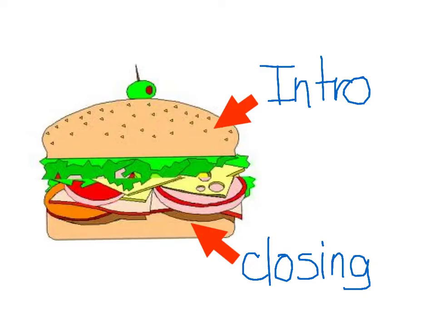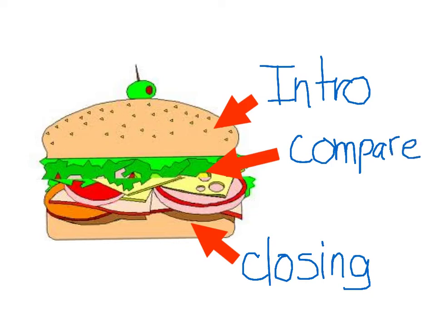Then in the middle of your essay, you have 2 major parts for compare and contrast. The first part is like the toppings on your sandwich, and that's the paragraph that compares the 2 items that you are taking a look at. And then your second part of the middle is your contrast. You're going to write a paragraph that contrasts the 2 items.